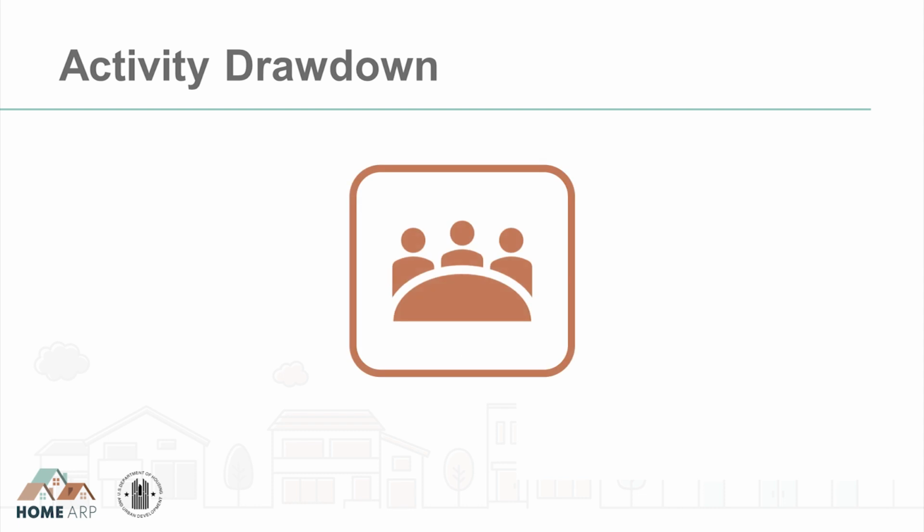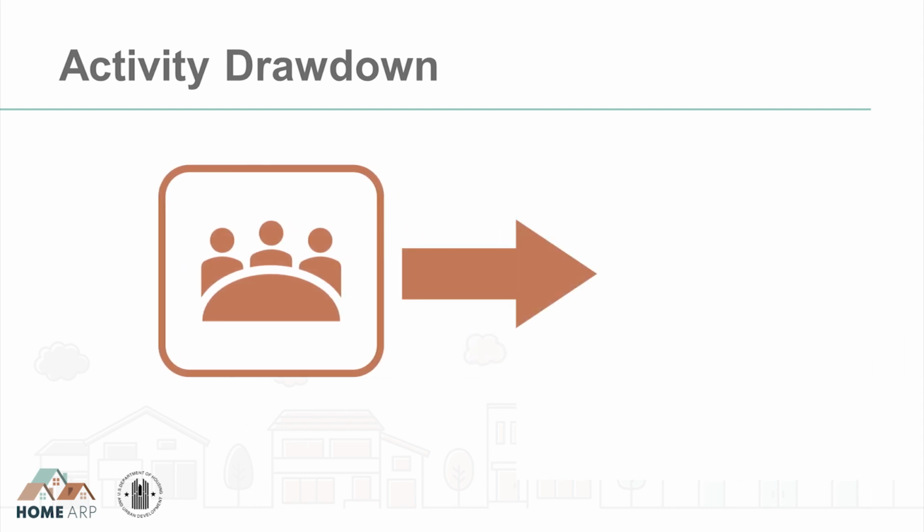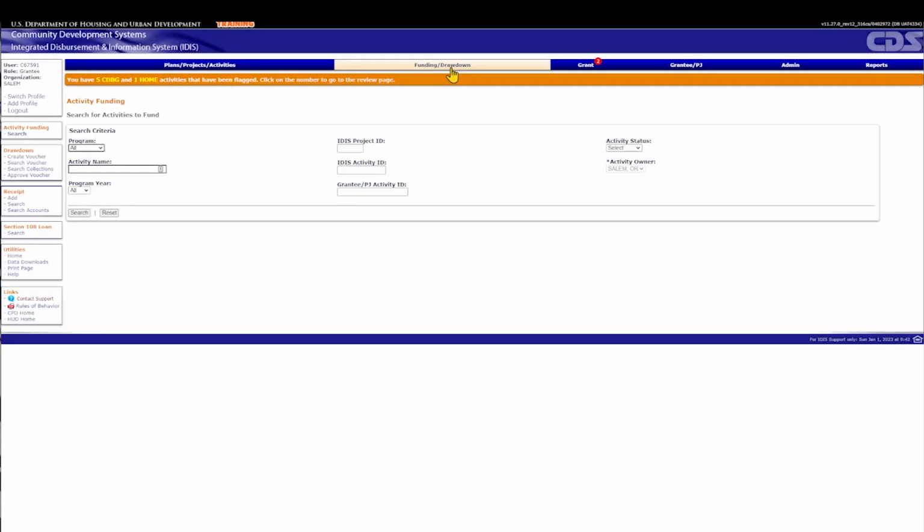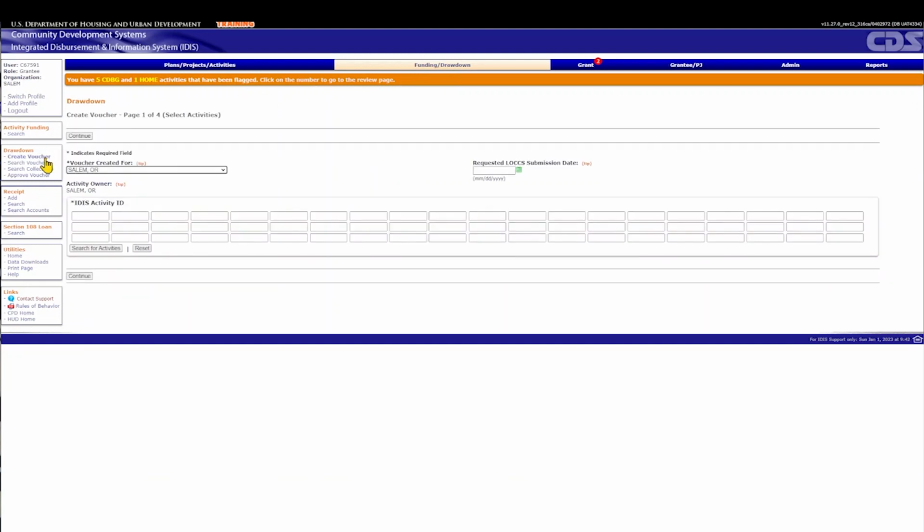In this example, the nonprofit has invoiced the PJ for eligible operating expenses, such as employee salaries, in the amount of $8,500. Since the organization has incurred eligible expenses and invoiced the PJ, the PJ can create a drawdown voucher in IDIS. The PJ should only create a drawdown voucher for the amount invoiced.